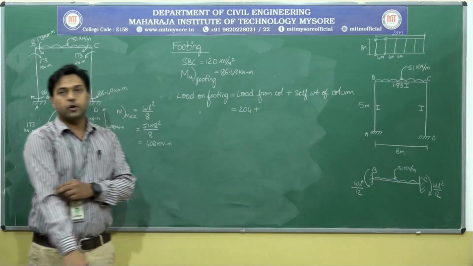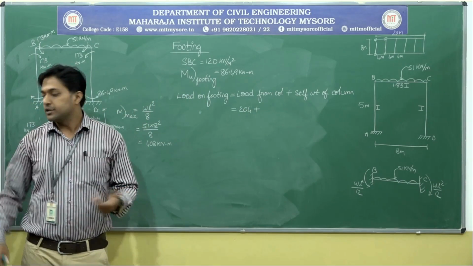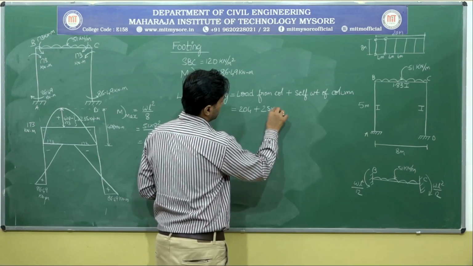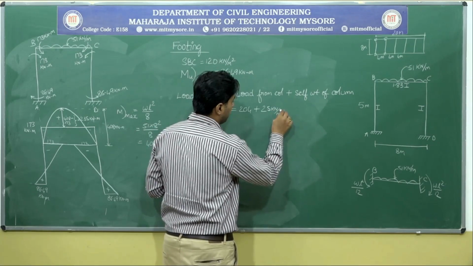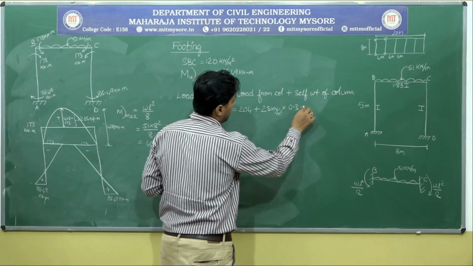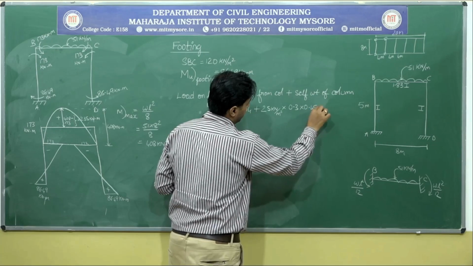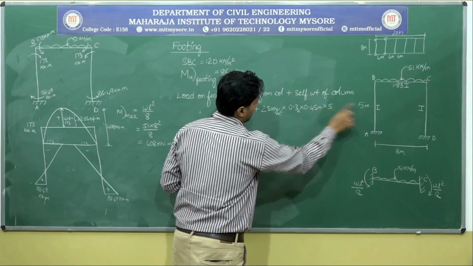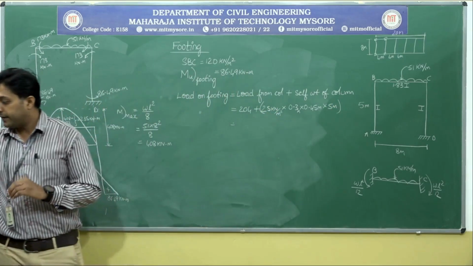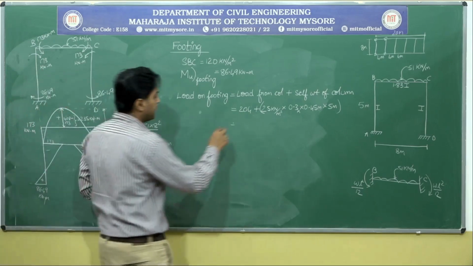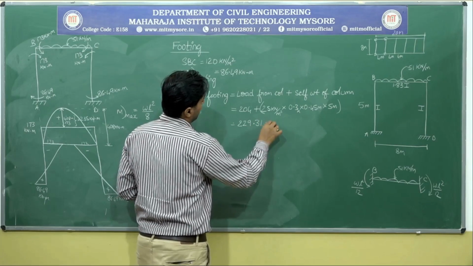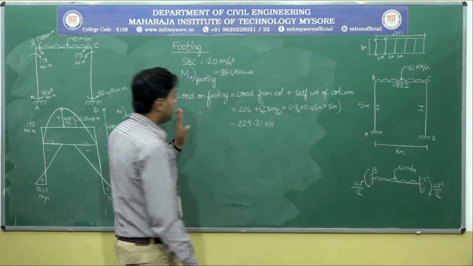How to calculate the self weight of the column? Density into volume. Density is 25 kilonewton per meter cube. What is the dimension of the column? It is 0.3 breadth into depth 0.45 meter into what is the height? 5 meter height. Okay, so finally if we multiply, the value that we are getting is 229.31 kilonewton. So any doubts in this?